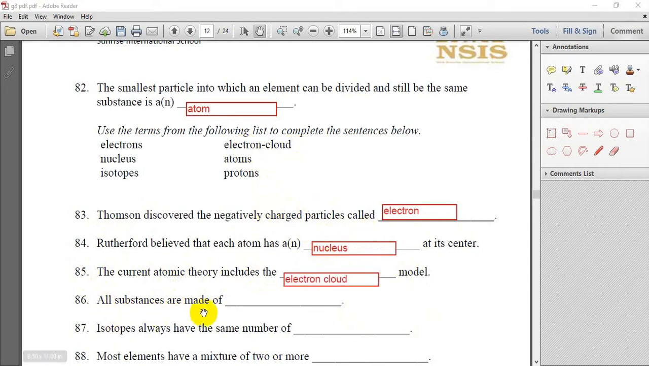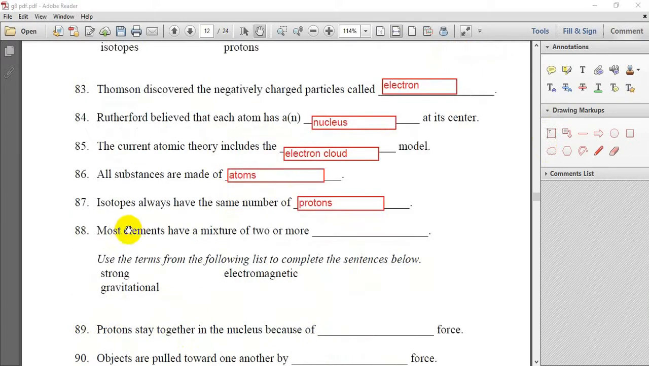All substances are made of, yes, atoms. 87. Isotopes always have the same number of. The isotopes have the same number of protons but different number of neutrons. So the answer will be protons. Most elements have a mixture of 2 or more, yes, isotopes. Like for example carbon 12, carbon 13, like uranium, they have different isotopes. So most elements, they have different isotopes.